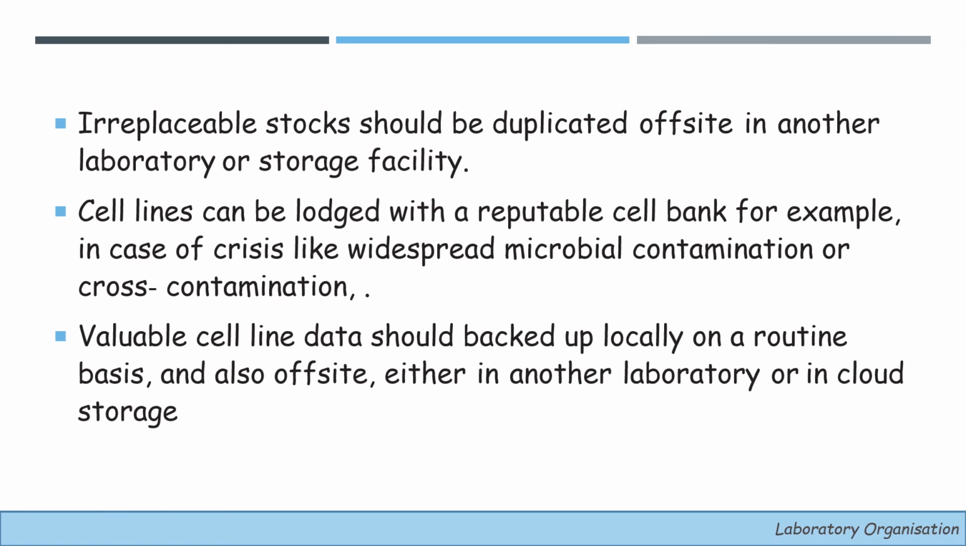Irreplaceable stock should be duplicated off-site in another laboratory or storage facility. Cell lines can be lodged with a reputable cell bank, for example, in case of crisis like widespread microbial contamination or cross-contamination. And valuable cell line data should be backed up locally on a routine basis and also off-site, either in another laboratory or in cloud storage.